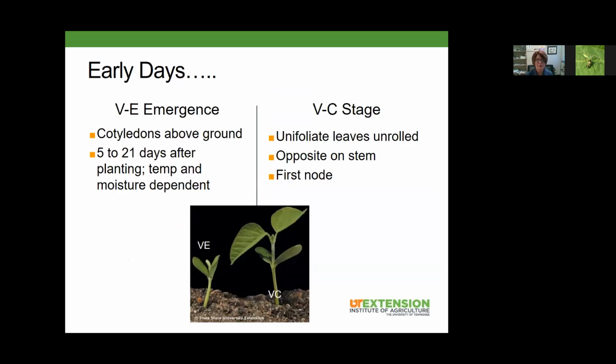So real quick on vegetative growth, VE is basically emergence. It means the cotyledons are above the ground. This is a really temperature dependent process, sometimes moisture dependent in dry weather, but temperature definitely impacts how many days it takes for soybeans to come up. Again, the first true leaves are those unifoliate leaves, and when those are unrolled, the field is considered a VC stage.